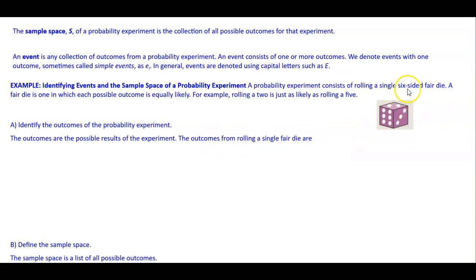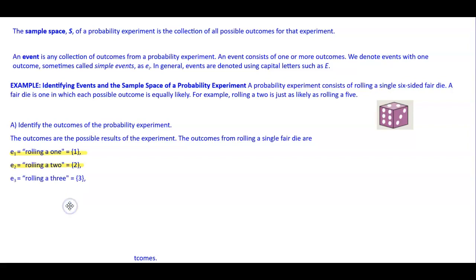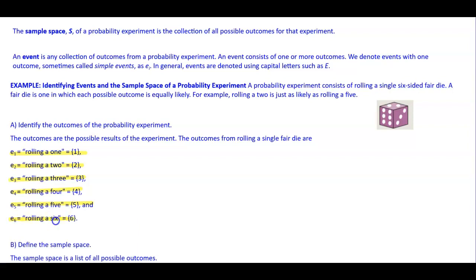When we have a 6-sided die, we have, first of all, event 1. So this is a simple event, rolling a 1. Next, we have simple event 2, E2, rolling a 2. Simple event 3 is rolling a 3. Simple event 4 is rolling a 4. Simple event 5 is rolling a 5. And the last one, simple event 6, is rolling a 6. So these are all the possible outcomes of the experiment.